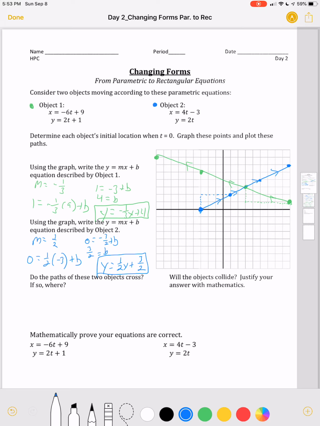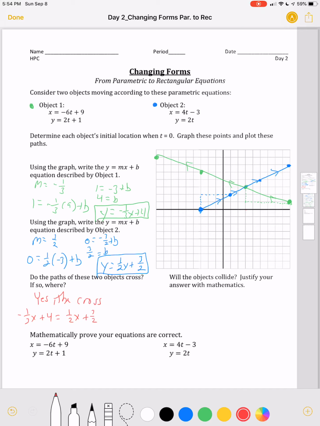Do the paths cross? They clearly cross. And it certainly would appear that these things cross at, what is that, 1, 2, 3, 1, 2, 3, at (3, 3). We can verify that. We know how to find out where two lines intersect by setting the two lines equal to each other and finding the intersection. So let's go ahead and do that. Let's see. The first one is negative 1/3 x plus 4 equals, the second one is 1/2 x plus 3/2.